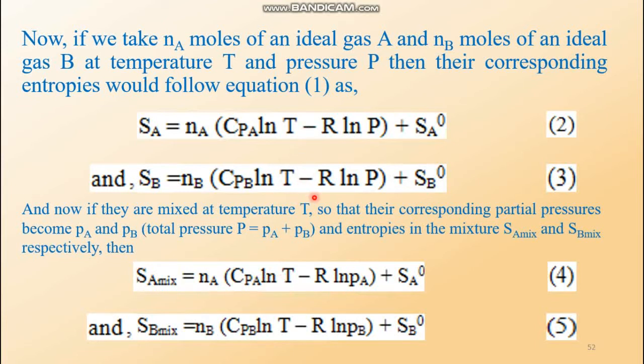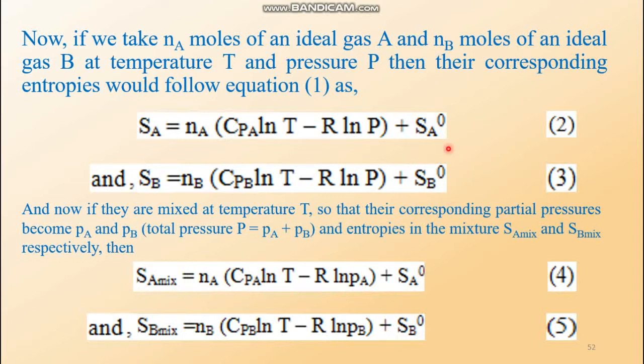So look, what are the common terms? This part is the same as this part. On the other hand, this part is the same as this part. So these parts would cancel each other. This would be cancelled by this one, and this would be cancelled by this one. Look at the third term. This SA0 would be cancelled by this SA0, and this SB0 would be cancelled by this SB0.